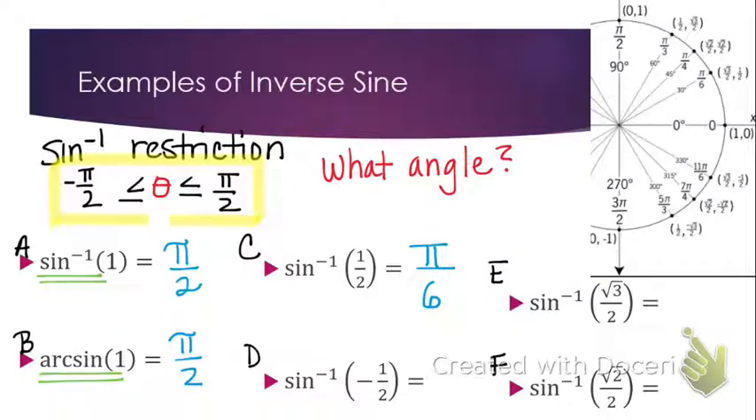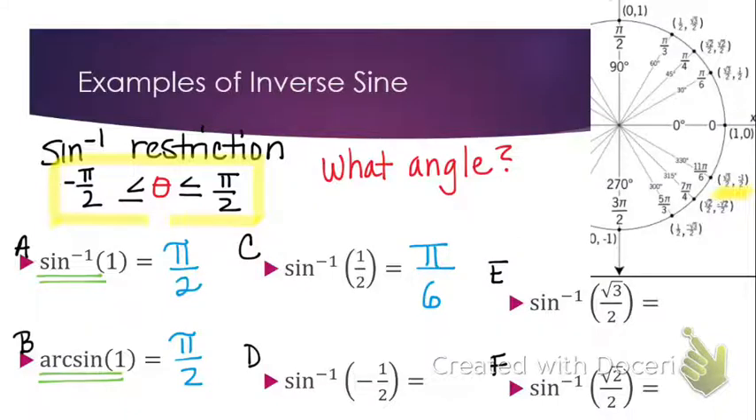For question D, where is the sine value negative 1/2? So negative 1/2 is right here. But if you said 11 pi over 6, that would not be the correct answer, because you have to remember your answers have to fall between negative 90 and 90. So 330 degrees is not between negative 90 and 90. So what we need to do is subtract 2 pi.